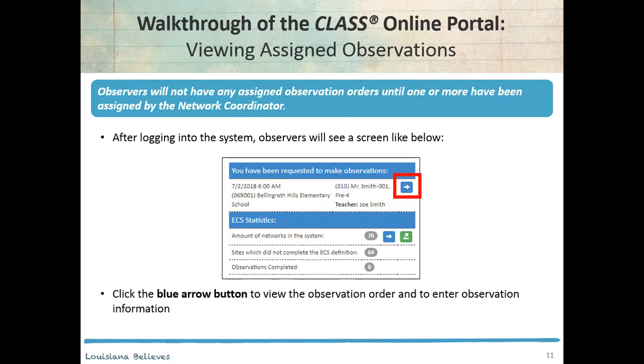If you are just taking a look at your observation orders, you'll log in and you'll see a screen like this below. You'll have a blue box there that'll tell you you've been requested to make these observations. In this case, there's only one. It's probable that you'll have multiple ones displaying. And it's going to give you the same information that was in that email, the site and classroom and the age configuration and so on. If you click on that blue arrow button, that's where you'll be able to view the observation order and then eventually enter in observation information.